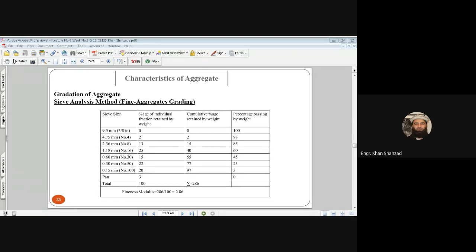Okay, well done beta. So what you have to do is just add this value with this one, the previous one. So you can see 15 plus 25 is 40, 40 plus 15 is 55, 55 plus 22 is 77, 77 plus 20 is 97. Is it okay? Now, why don't we have 100 over here, Arif Wazir? Why do we have 97?